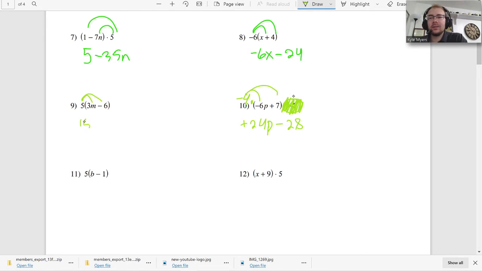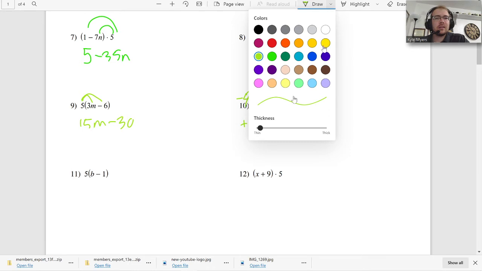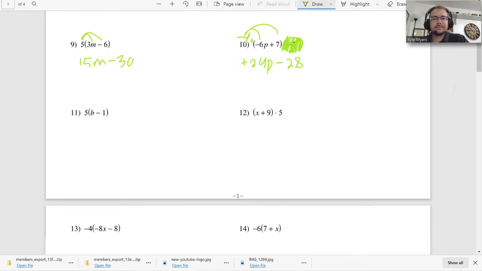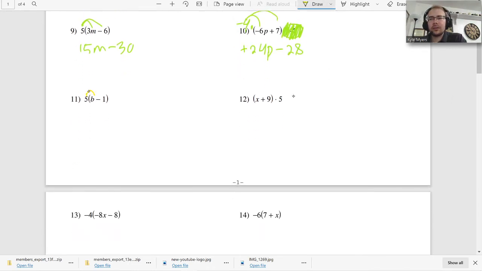5 times 3 is 15. 5 times 6 is 30, but I have a minus. Positive times a negative is a negative. Minus 30. All right. Let's go to the yellow color here. This one's pretty straightforward. I'm just going to do this one. No explanation needed. Let's just go ahead and knock this one out, too. Look at that. 5x plus 45. All right.